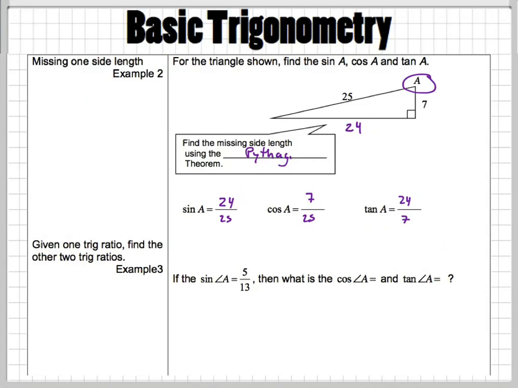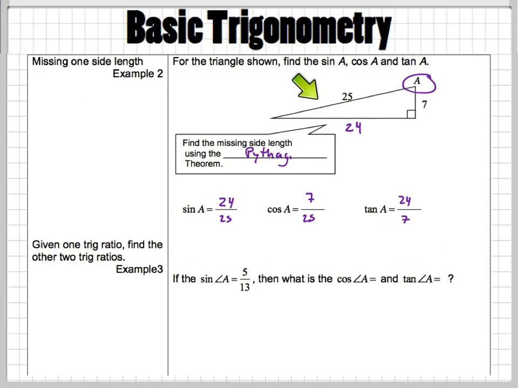If you're having trouble remembering this stuff, you either have SOHCAHTOA in your head, or you wrote it down so you have a reference point. While you're practicing this, you can start memorizing it. Now check out this one. That was not bad at all, right? That was still kind of vocabulary. Down here it says if sine of angle A is 5 over 13, then what is cosine and tangent of A?